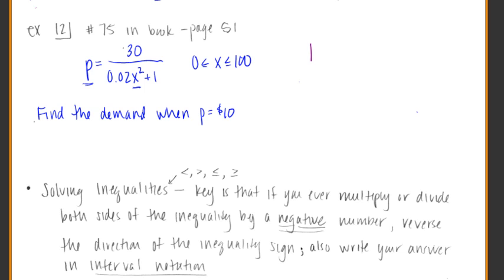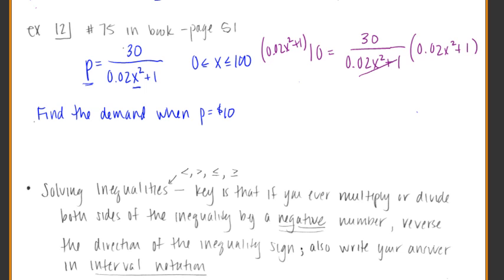So go into this problem. It's going to say now that 10 is equal to 30 over 0.02 x squared plus 1. And we need to solve for x. Well, the easiest way to do this is to get rid of whatever's in the denominator by multiplying both sides by what's sitting down there. So let's multiply both sides by the 0.02 x squared plus 1. That's going to chunk that out.